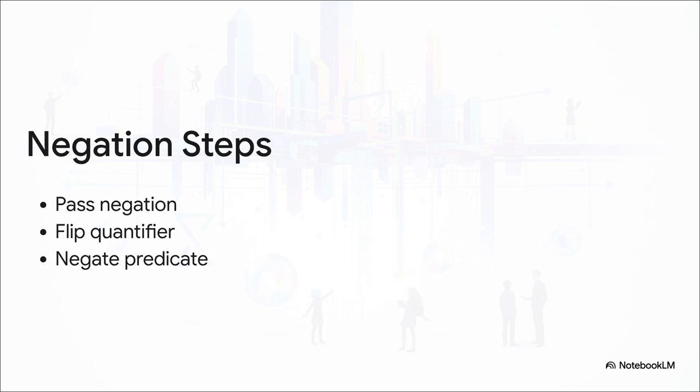When you want to negate a quantified statement, you just follow 3 simple steps. First, you pass the negation symbol through the parentheses. Second, as it passes through, it elegantly flips the quantifier to its opposite, so universal becomes existential, and existential becomes universal. And finally, the negation lands directly on the underlying predicate itself. It's a beautifully consistent, foolproof rule.